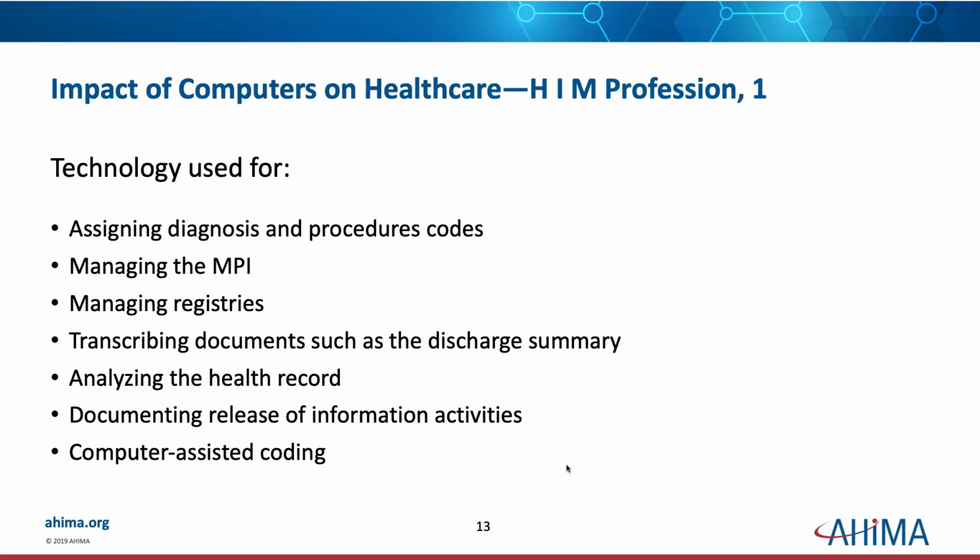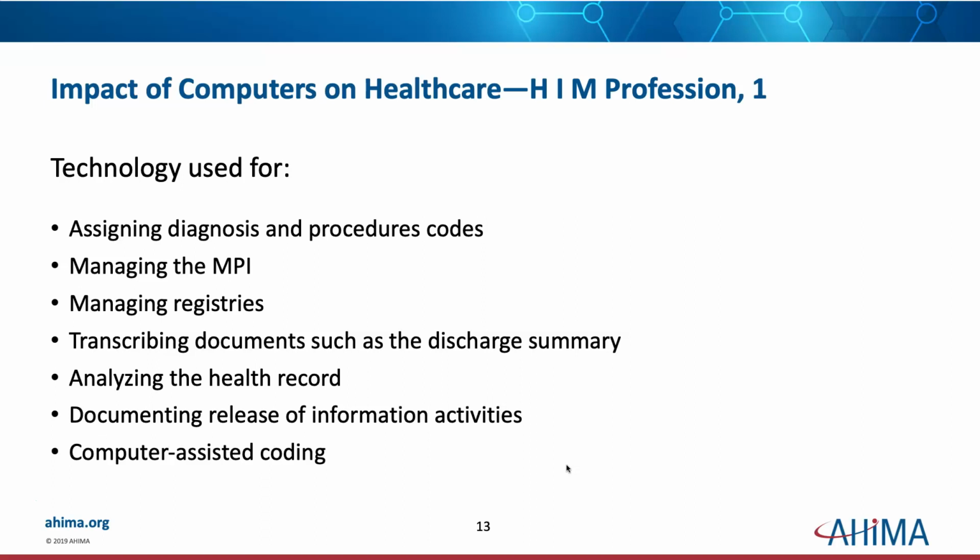Technology is used for assigning diagnosis and procedure codes, managing the MPI, managing registries like trauma and tumor, and all the different registries there are. There's probably 6 or 7 different registries. There's immunization registries, there's, you name it, we'll find it, we'll talk about it. There are organ and tissue transplant registries as well.